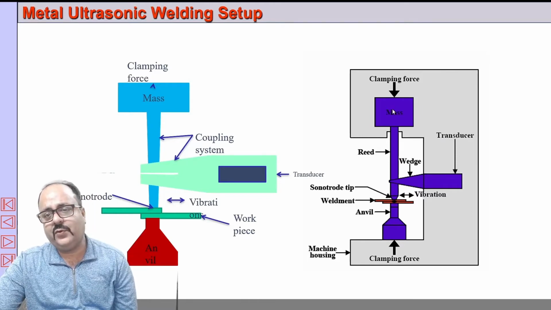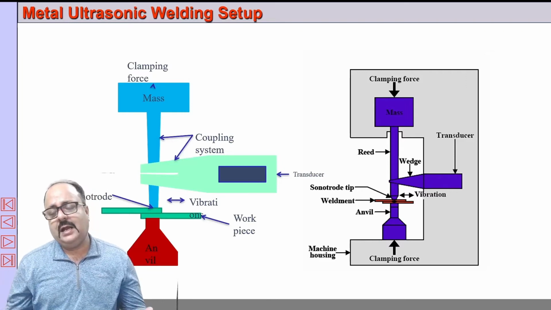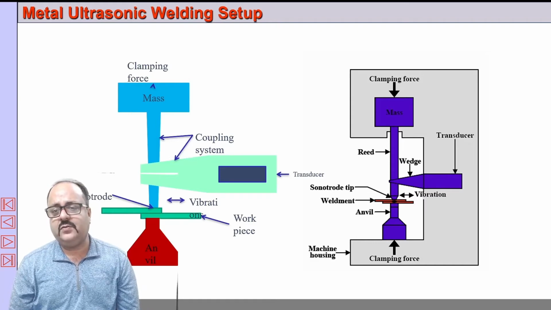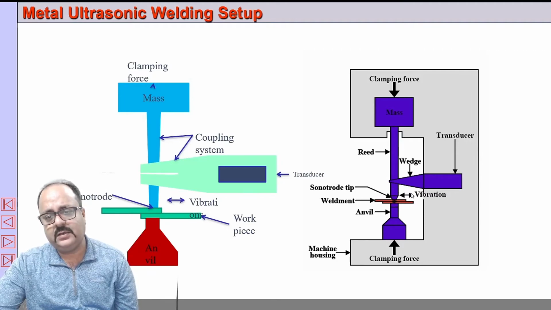This is a mass clamping force which applies the compressive load, and this is the booster. So this is the booster transducer which produces vibration. Transducer is what? Transducer basically converts the high frequency alternating current into mechanical vibration. This mechanical vibration is amplified by an amplifier and ultimately pressed onto the sonotrode tip, which is moving in this direction. So the vibration is in the transverse direction, and the sonotrode tip has a gripping surface. It grips the top plate and vibrates in this direction.